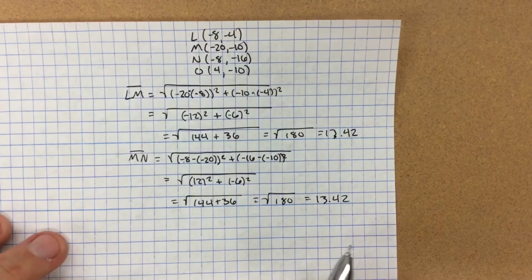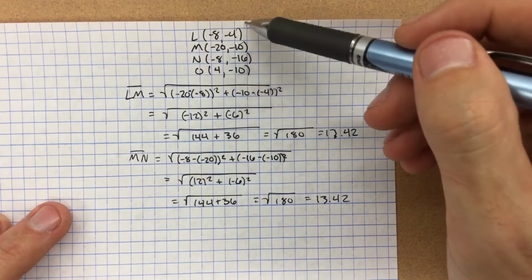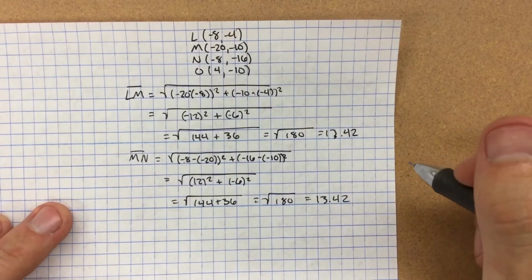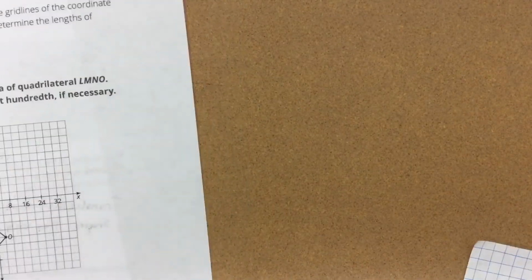Okay, I'm going to save us some time and tell you that if you do the distance formula for both side NO and side OL, you will get the same side length. So this does happen to be a square. All of our side lengths are the same.